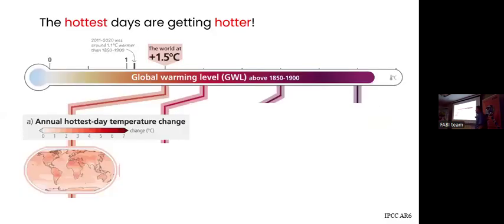But it's not just that it's getting warmer on average. These hottest days are getting hotter. These are maps from the latest IPCC report of the annual hottest day temperature change. And by the end of this talk, I'm going to show you some maps for what the future looks like for the hottest single day in South Africa. I made those maps last night because I'm the kind of guy that finishes something when it's due.